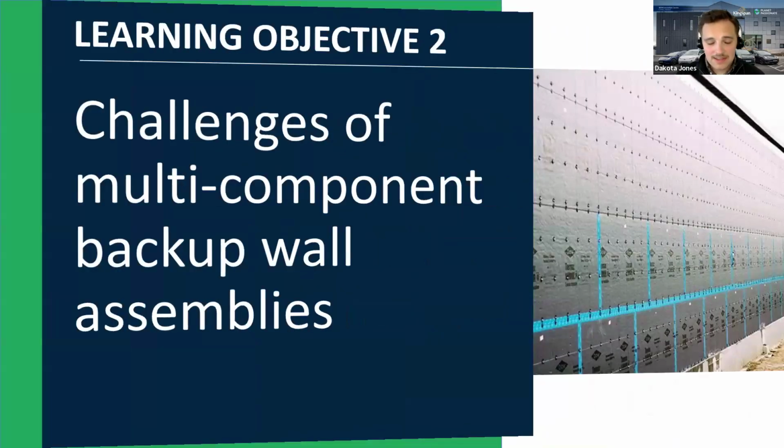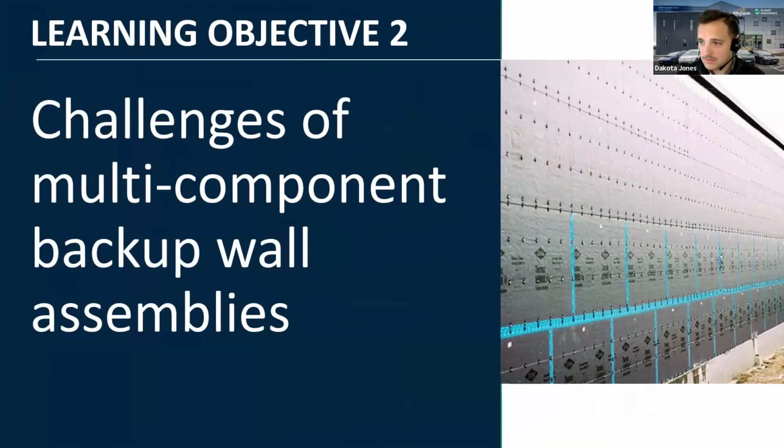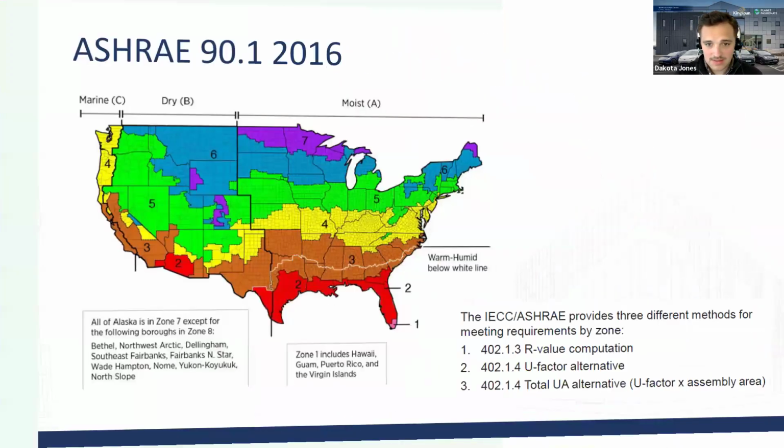Now, to highlight the complexities, the challenges of multi-component systems, and why we're advocating today for a more streamlined single component backup wall system for your rain screens, even if you don't want a metal facade, we're going to illustrate the kind of typical steps you would need to take in order to actually produce a high-performing wall. And then we'll contrast that with the multi-component system. So, challenges of multi-component backup wall assemblies.